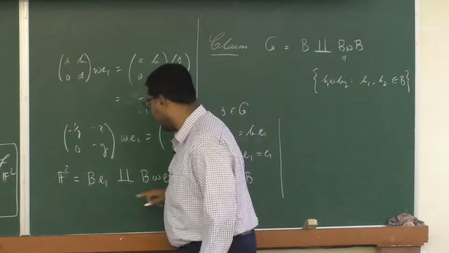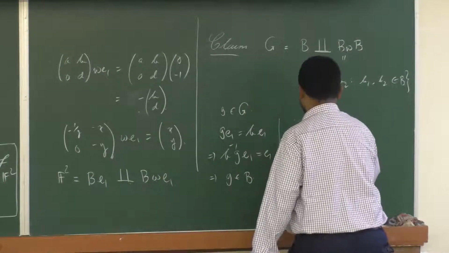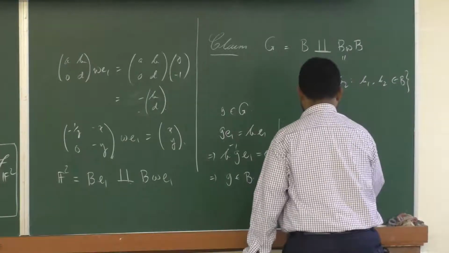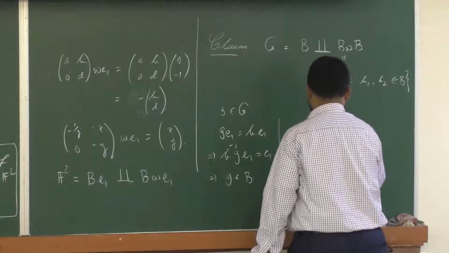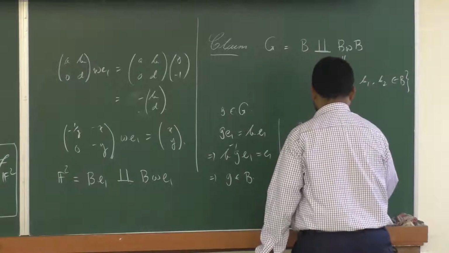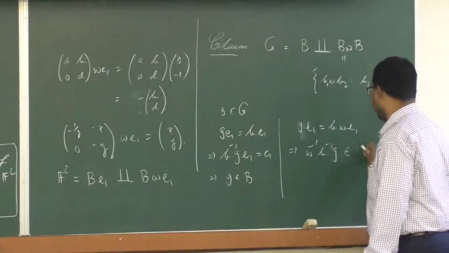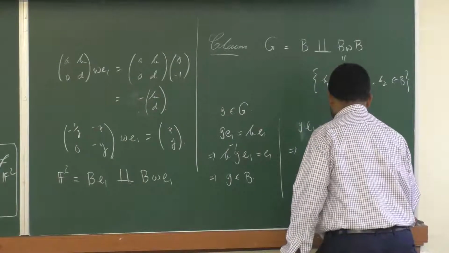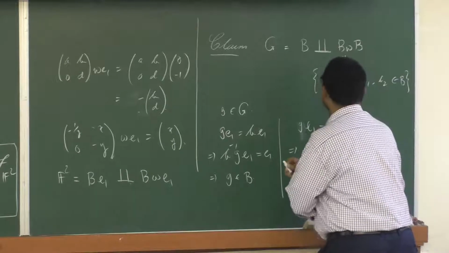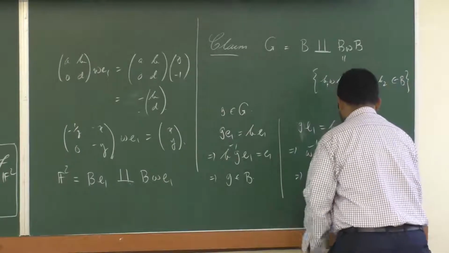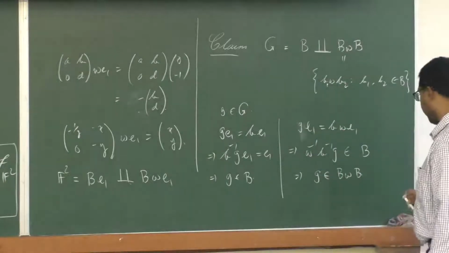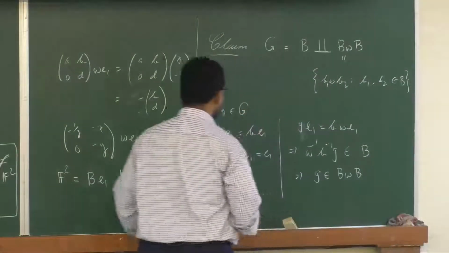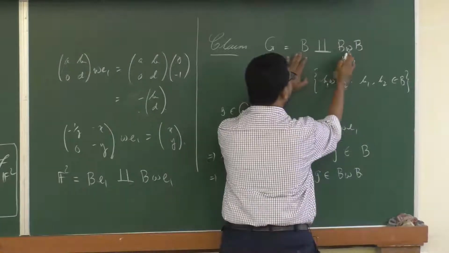If gE1 rather lies in this part, so if gE1 is of this form, some BWE1, then that's also quite obvious that W inverse B inverse g stabilizes E1, hence it will be inside B. That implies g will be inside BWB, right, because first multiplied by W then again by B. So this is inside B. So thus it is clear that G is the union of these two sets.